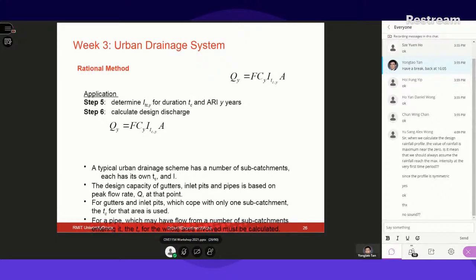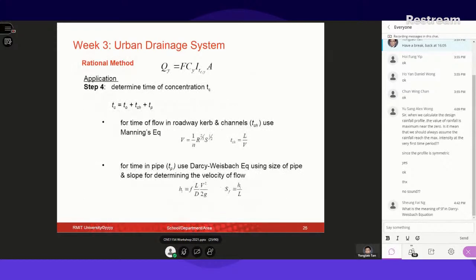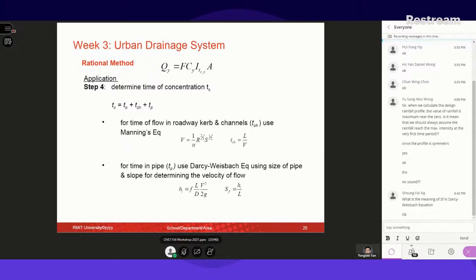Step 5: determine the I for duration T and ARI of Y years. If we know the duration time and the ARI, for example 2 years, then after getting the time of concentration we can get I from the IDF curve. Here's a question about Sf: Sf normally represents the slope of the pipe.